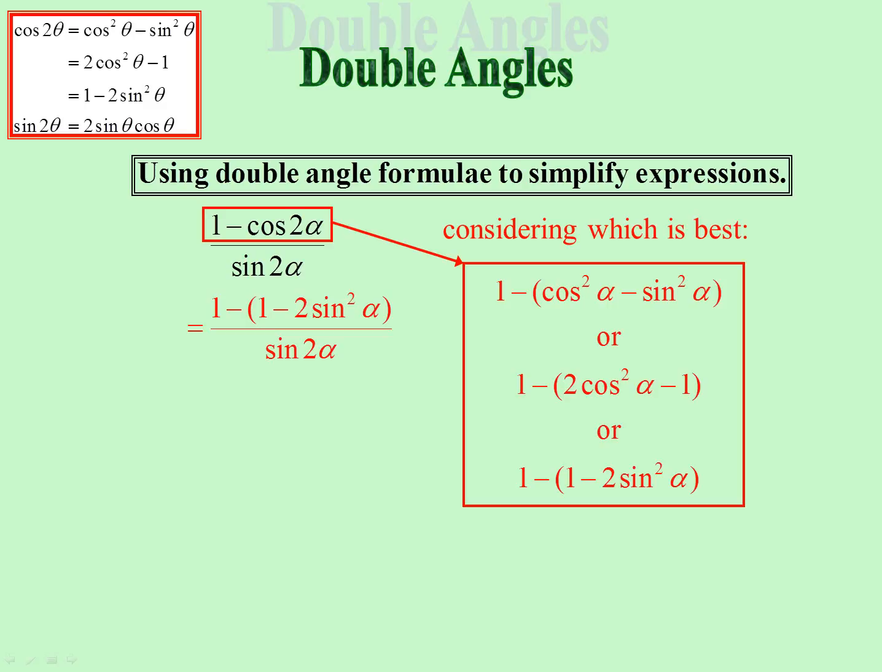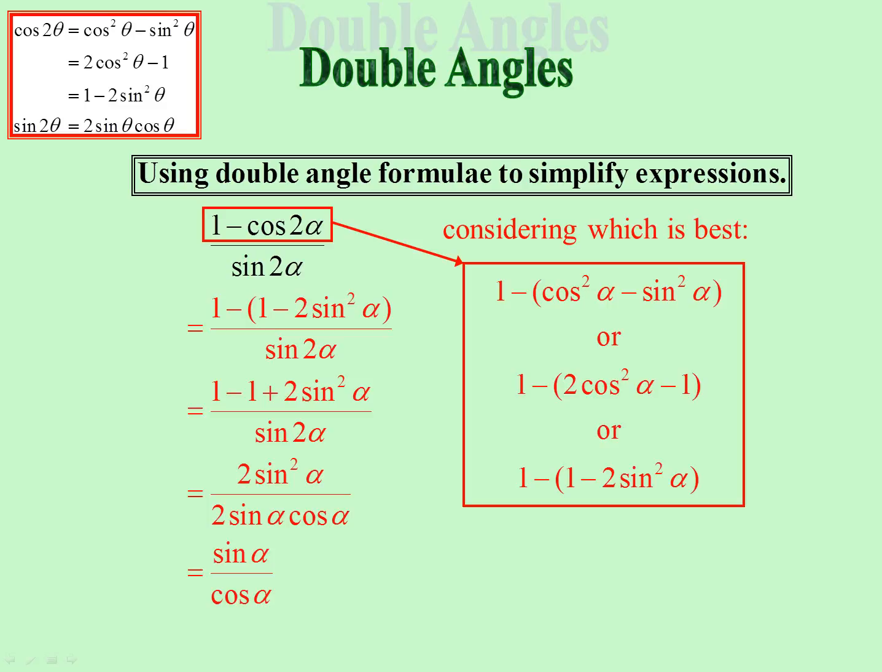Bottom line, the denominator is pretty straightforward. Once again, we only have one option, but we must reduce. So there we are, taking away the brackets. Top line simplifies. Bottom line, we've expanded the sine 2 alpha, and we can reduce algebraically.